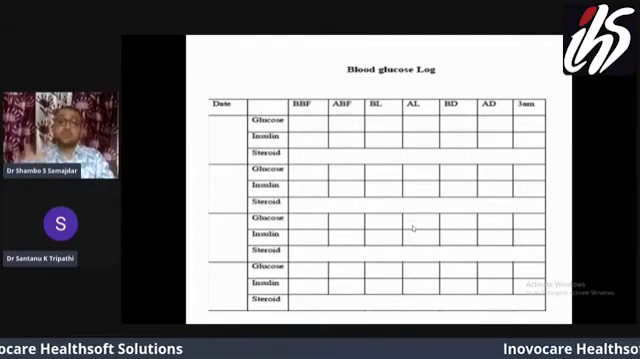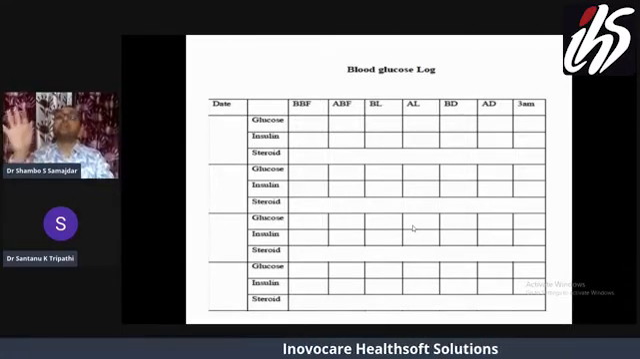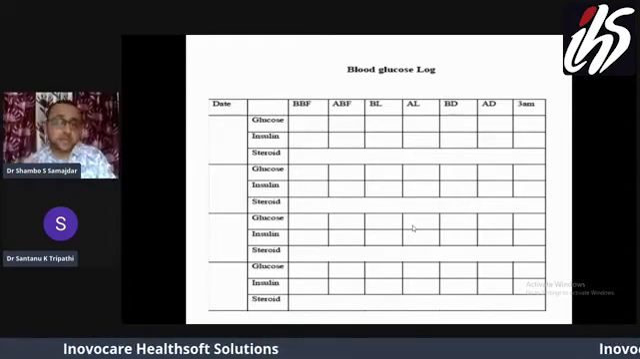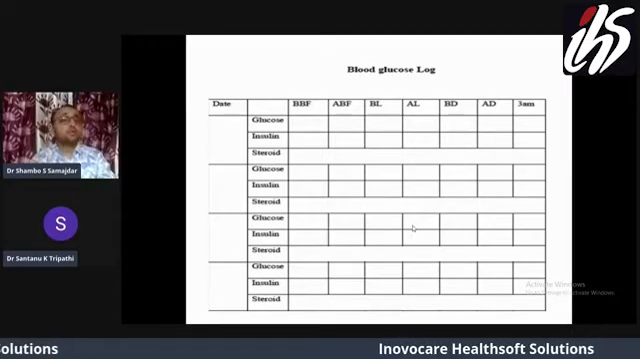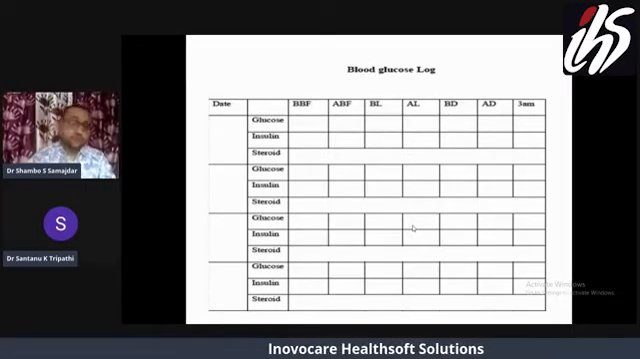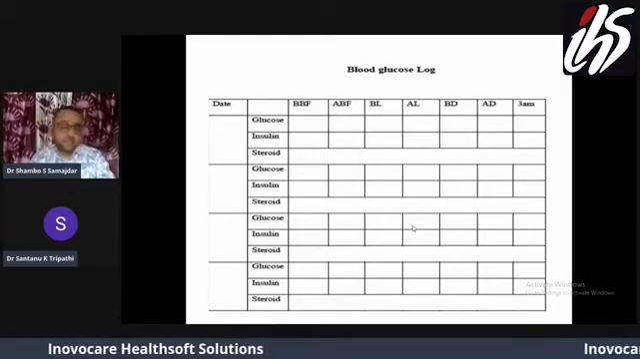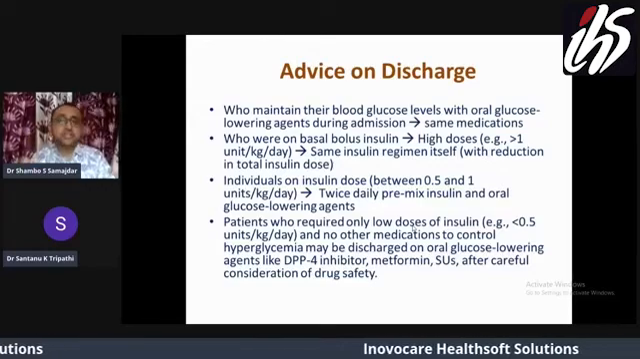So these are the times. The 3 a.m. value is important only when there is fasting hyperglycemia. If our patient is having some fasting hyperglycemia, it is important to see whether the patient has Somogyi effect or Dawn phenomenon. So that can be seen if we check the 3 a.m. CBG value. What should be the advice on discharge?